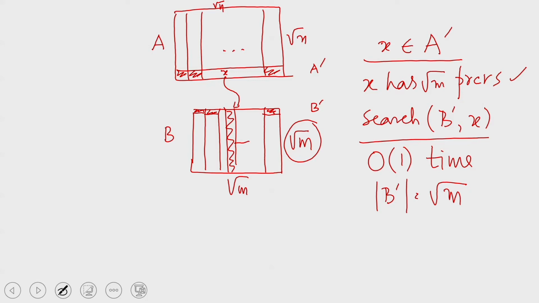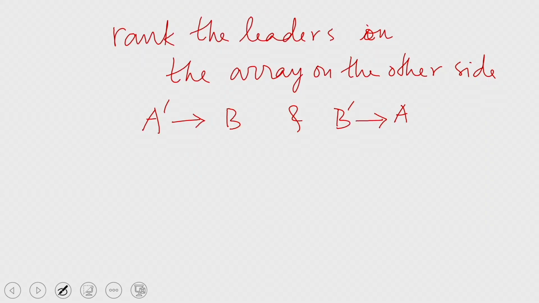of one time. Similarly, every leader on the B side can search for itself within the correct column on the other side in order one time, because every column on the A side has a size of root n, and every leader on the B side has root n processors at its disposal. Therefore, this search also will finish in order one time. Therefore, these two ranks can be found in order of one time.